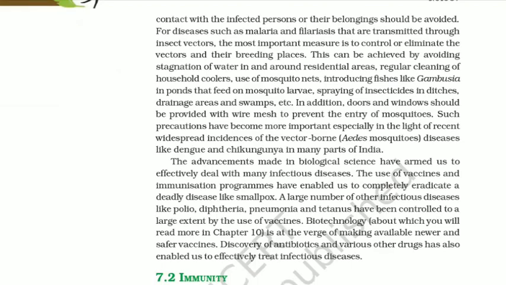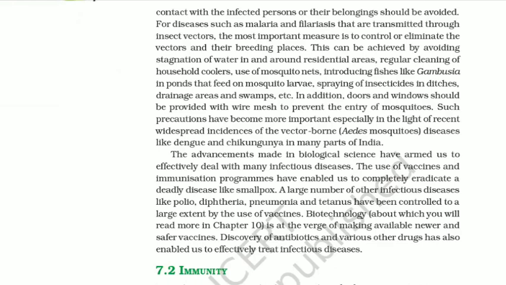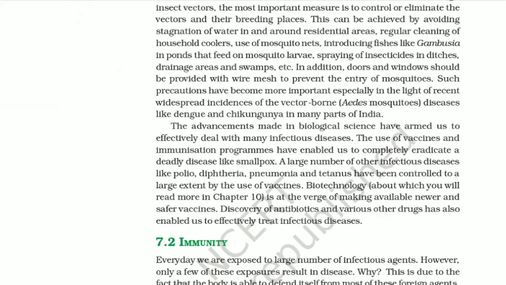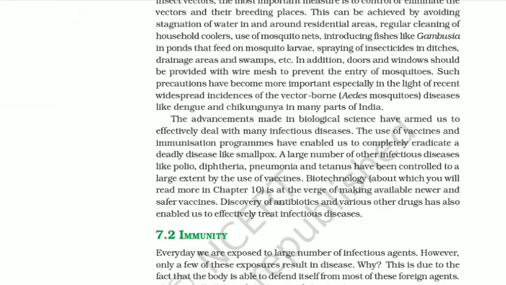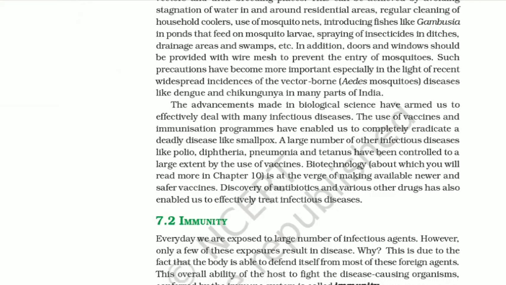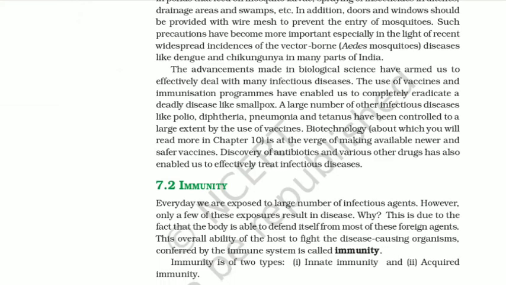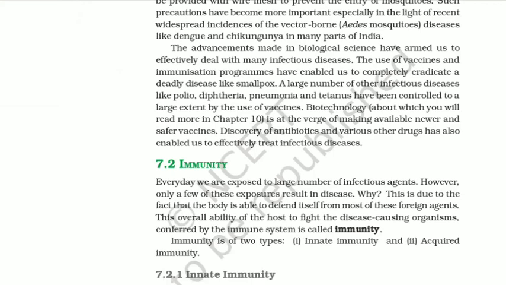For diseases such as malaria and filariasis that are transmitted through insect vectors, the most important measure is to control or eliminate the vectors and their breeding places. This can be achieved by avoiding stagnation of water in and around residential areas, regular cleaning of household coolers, use of mosquito nets, introducing fishes like gambusia in ponds that feed on mosquito larvae, spraying of insecticides in ditches, drainage areas and swamps, etc. In addition, doors and windows should be provided with wire mesh to prevent the entry of mosquitoes. Such precautions have become more important, especially in the light of recent widespread incidences of vector-borne diseases like dengue and chikungunya in many parts of India.